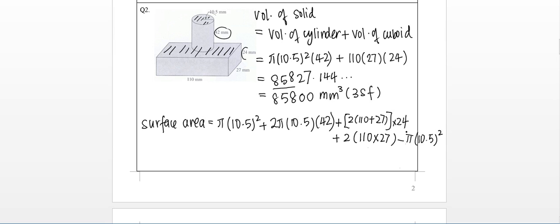Don't worry about doing this part by part. Just key the entire thing into the calculator. Let the calculator handle it. And you will get this answer, 15,286.88, and the number goes on. Round this off to 3SF. I will have 153. Add 2 zeros to maintain the 10,000s value. Put in the units, mm squared, and write this down as 3SF. That's it.